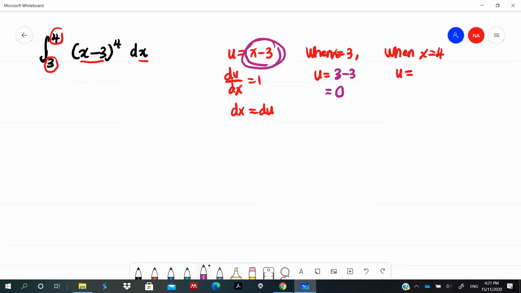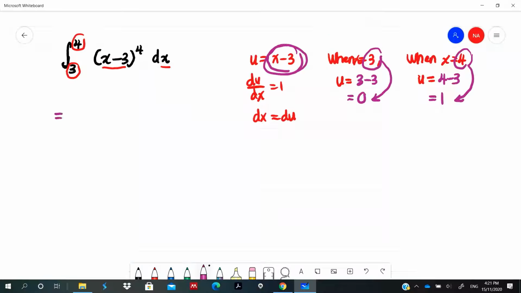We substitute 4 inside this function, so 4 minus 3 will get 1. So meaning to say that at the place x equal to 3 will become 0, and at the place x equal to 4 will become 1. So we transform this, right: at 3 will become 0 and at 4 will become 1.